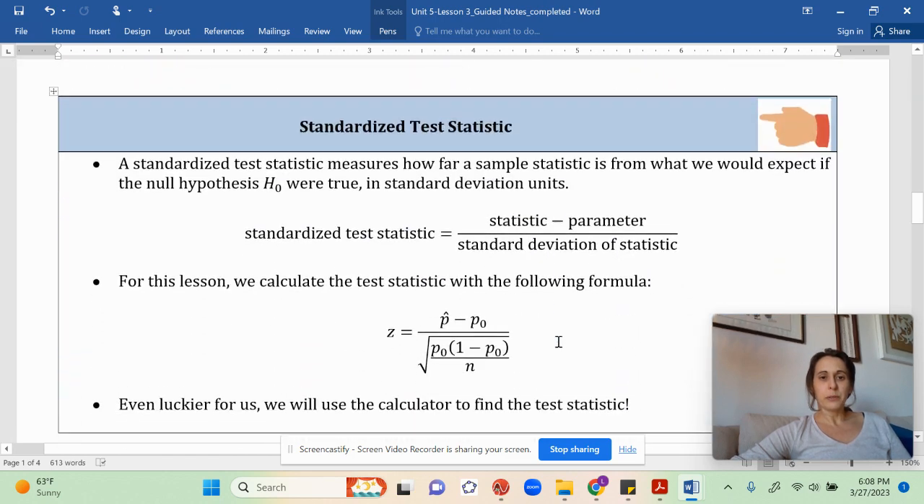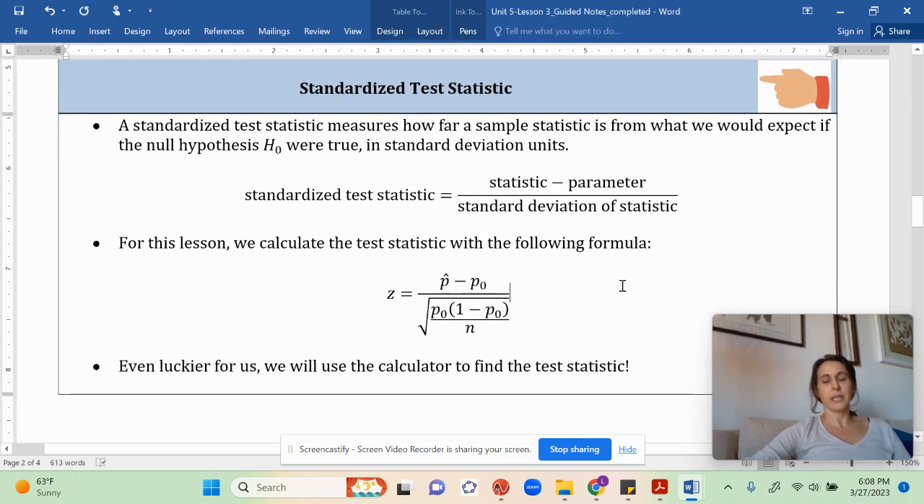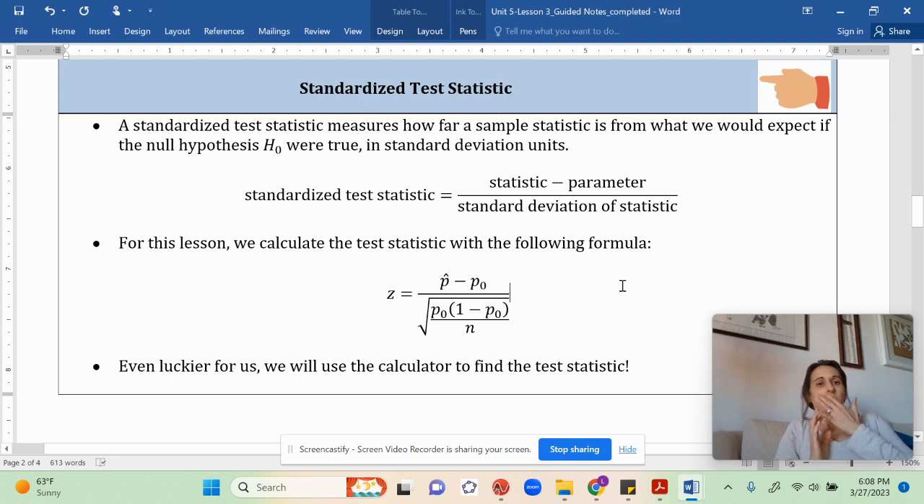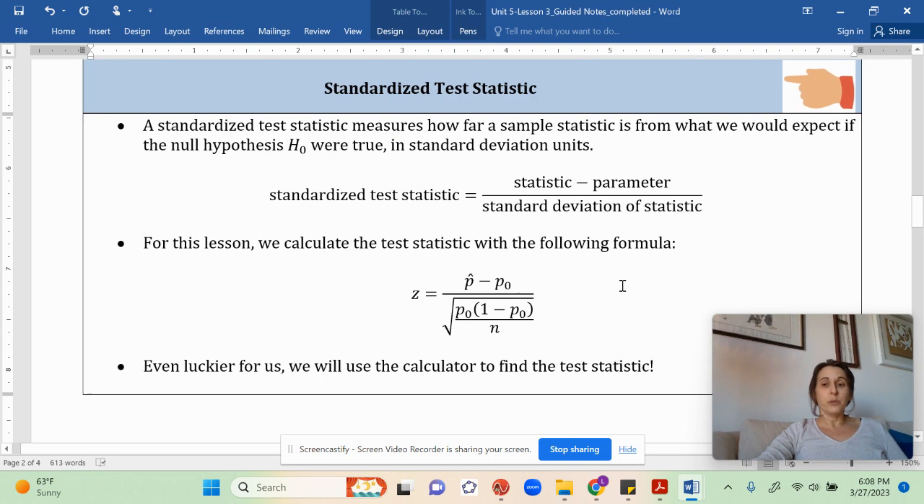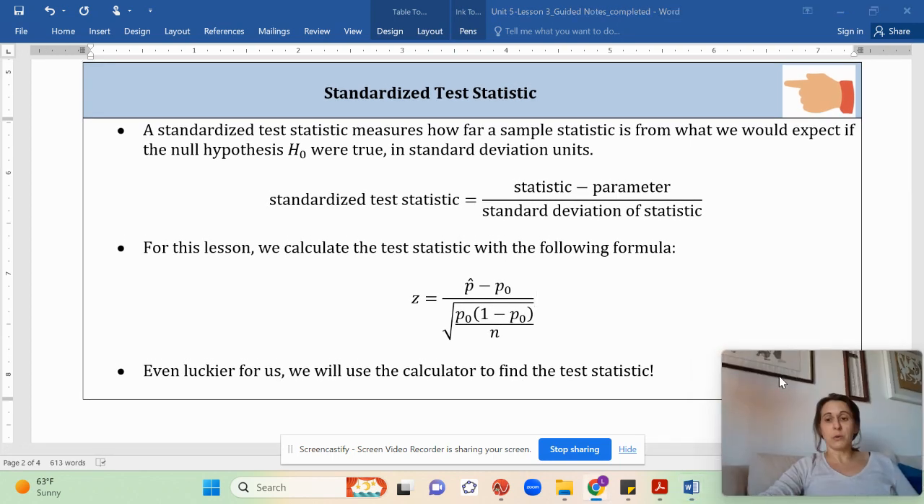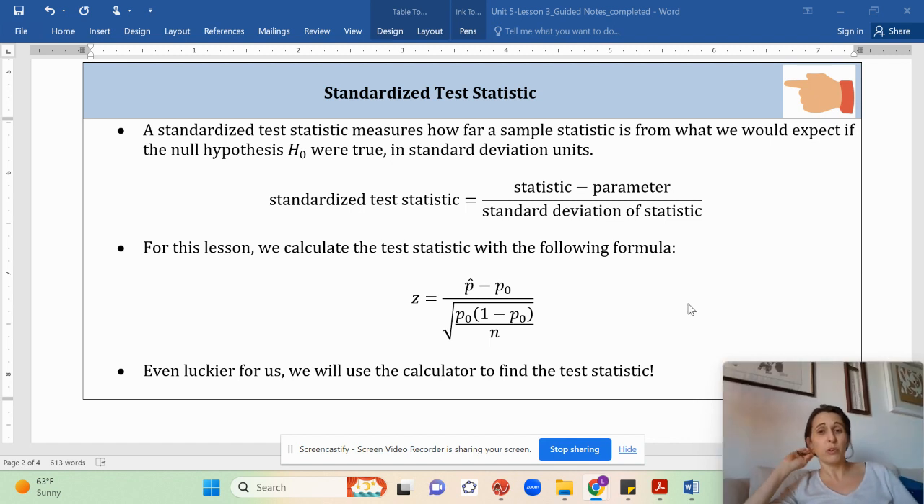Okay, next we're going to look at something called the standardized test statistic. This is very similar to what was called our z-score, or the Z, when we worked with the normal distribution. In maybe unit 3, we worked with something called the normal distribution.